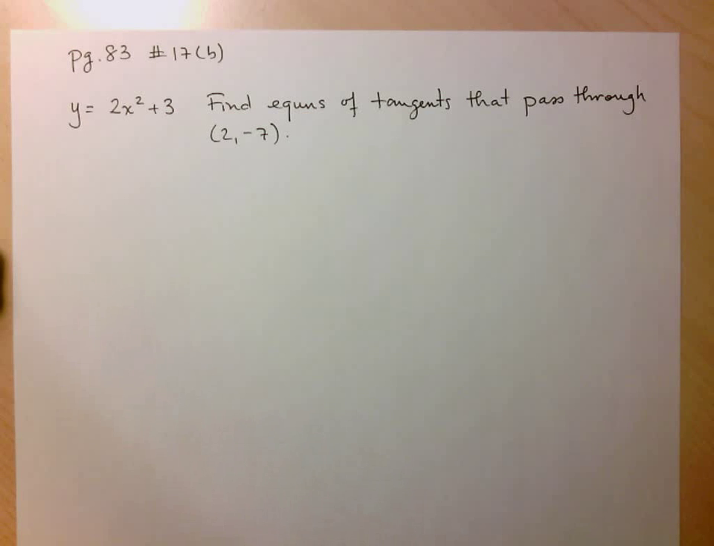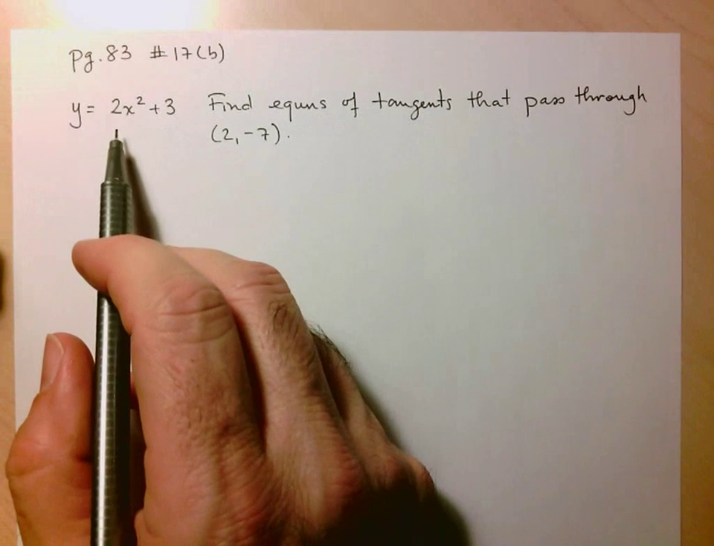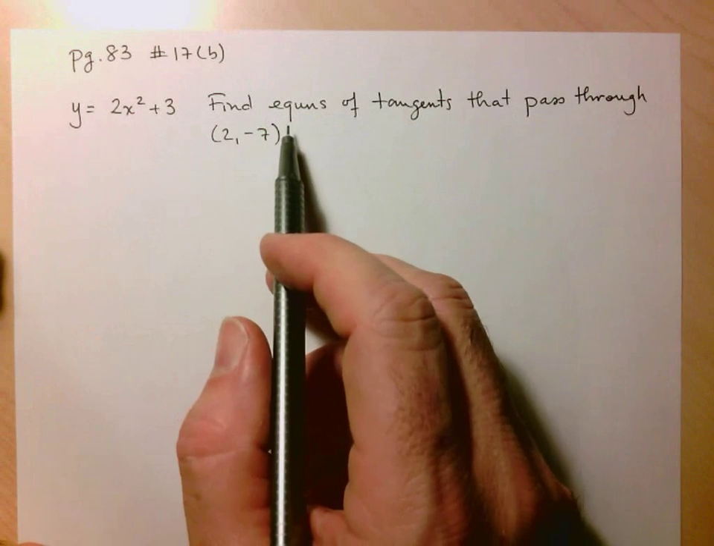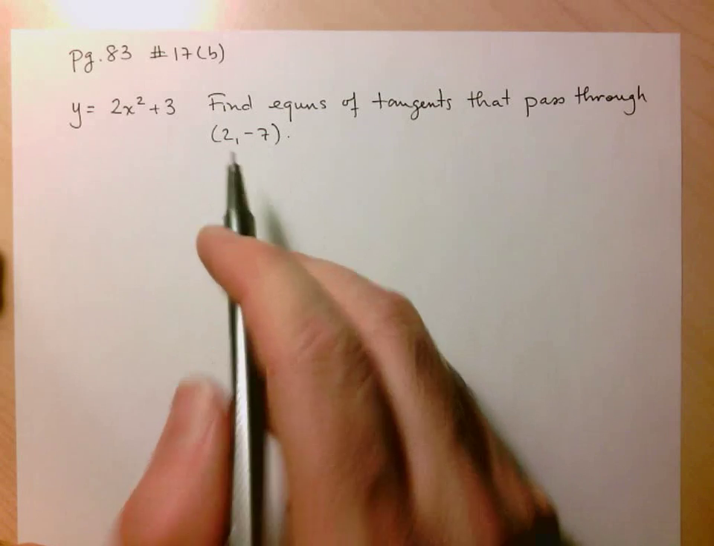Hi folks, we're going to take a look at page 83, number 17b. They give us this parabola here, and they want us to find the equations of the tangents that pass through the point (2, -7).